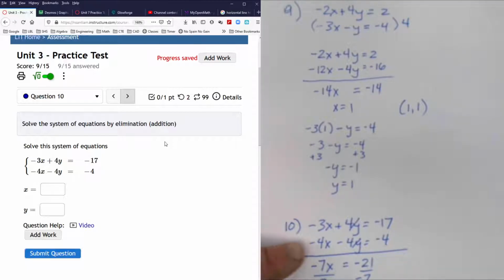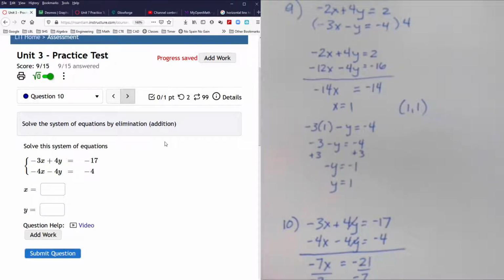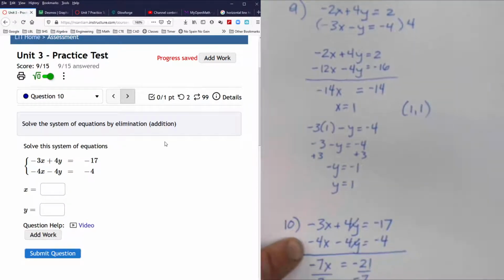And again, I can check that by plugging it into the second equation. This would be negative 12. This would be positive 8. Negative 12 plus 8 is negative 4. So I can see that that's going to work out.